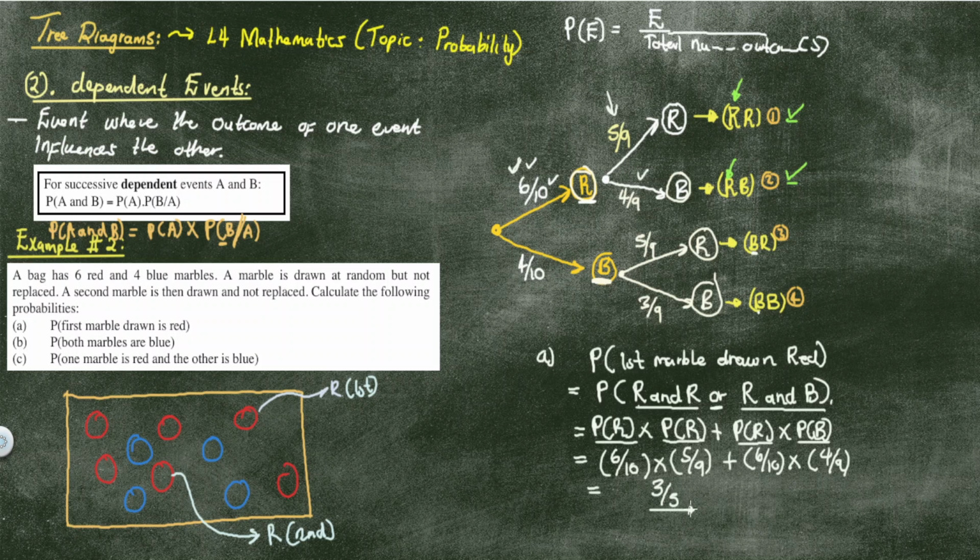Yes, sir. 3/5. Okay. Then B, both marbles are blue. Probability that both marbles are blue, and then C, one marble is red and the other is blue. You know what? I'll give you B and C. Do it quickly. I'll give you just 5 minutes. Then we'll discuss afterwards.